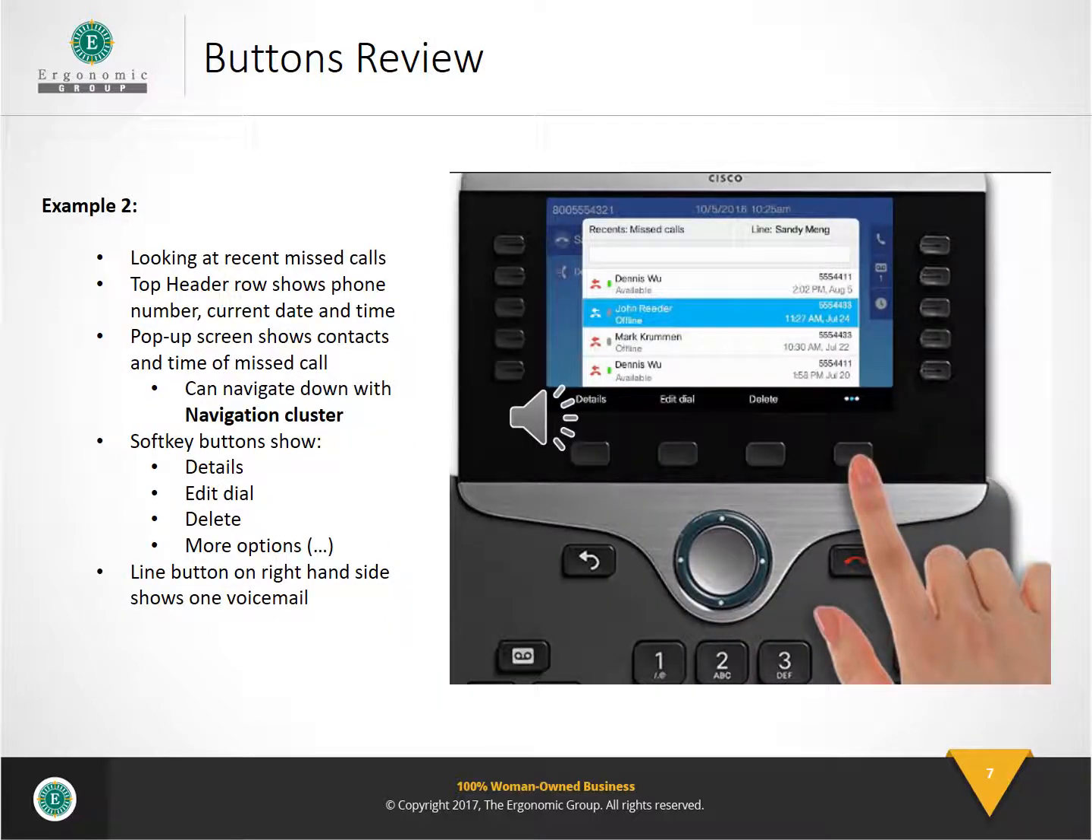Now let's take a look at the soft keys when we are browsing recent and missed calls. The top header row will show phone number, current date, and time of the callers. The pop-up screen will show contacts and time of the missed calls. From here we can navigate down using our navigation cluster. The soft key buttons will show, from left to right, Details, Edit Dial, Delete, and More Options. The line button on the right side will also show that we have one voicemail.